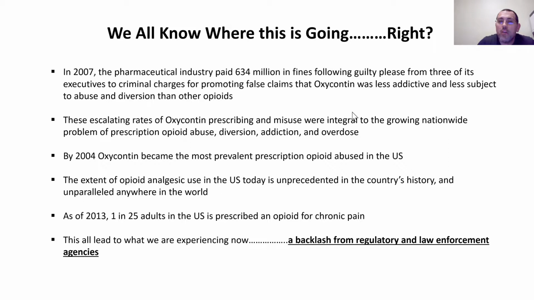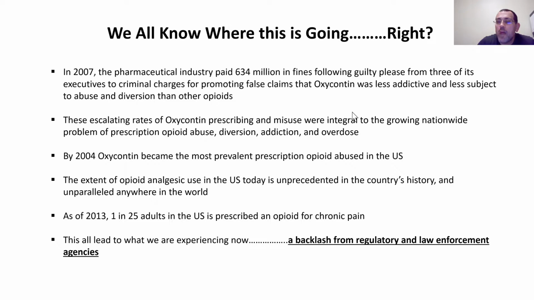These escalating rates of OxyContin prescribing and misuse were integral to the growing nationwide problem of prescription opioid abuse, diversion, addiction, and overdose. By 2004, OxyContin became the most prevalent prescription opioid in the U.S. The extent of the opioid analgesic use in the U.S. today is unprecedented in the country's history and is unparalleled anywhere in the world, as I showed on a prior slide. As of 2013, 1 in 25 adults in the U.S. is prescribed an opioid for chronic pain.